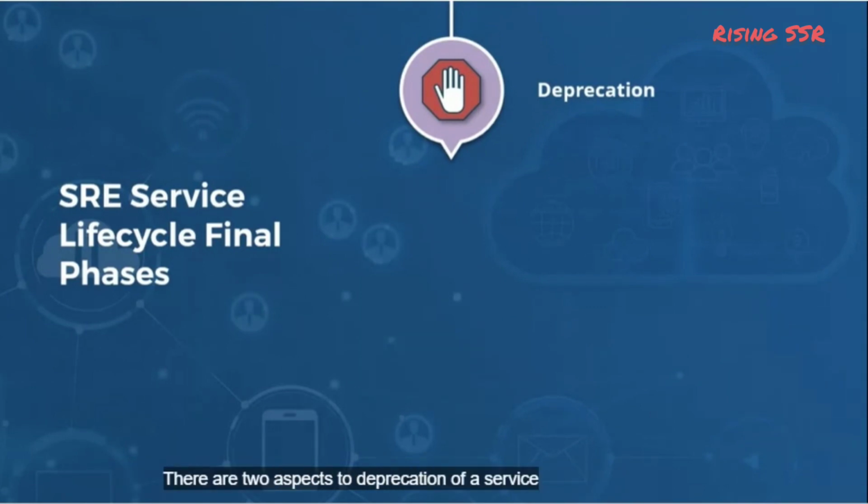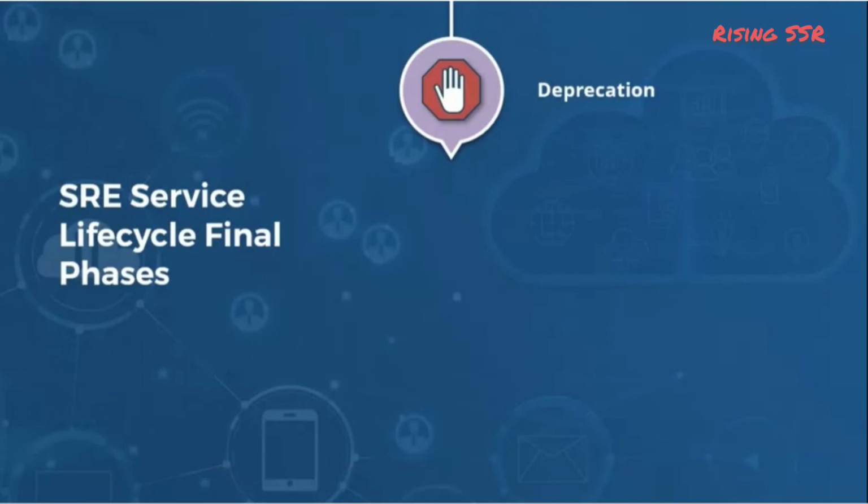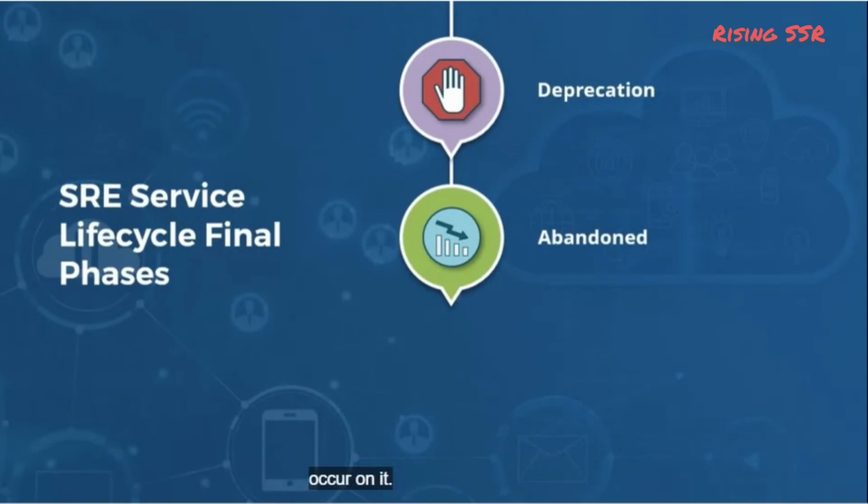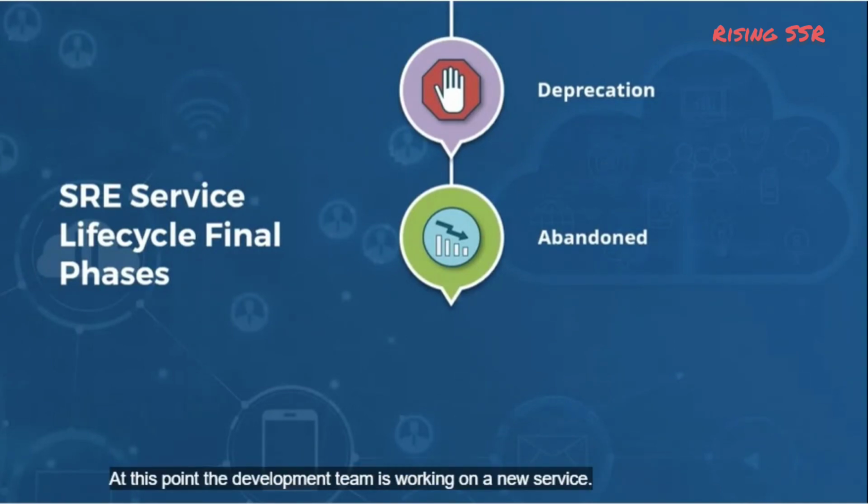There are two aspects to deprecation of a service, and the SRE team is involved in both. First, the service is abandoned, meaning that no further work will occur on it. At this point, the development team is working on the new service. The SRE team is usually still supporting the old service, since there are still customers using it before the transition.